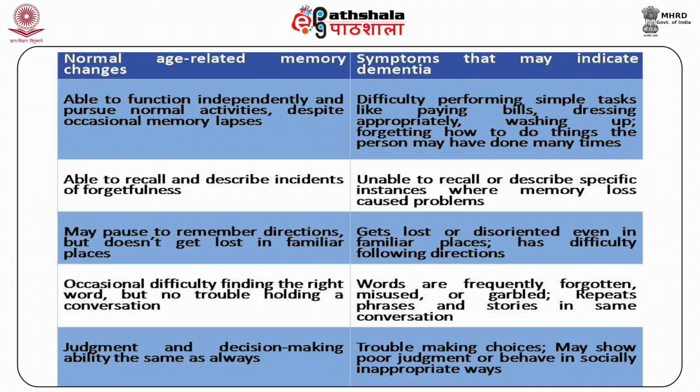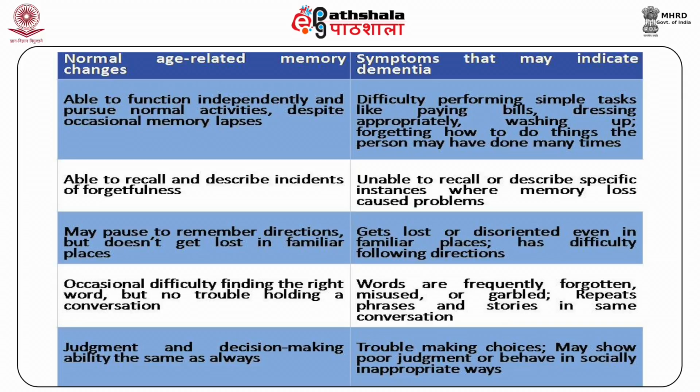Another difference could be that in the normal aging process, the individual is able to recall and describe incidents of forgetfulness. However, in dementia, the individual is unable to recall or describe specific instances where memory loss is caused. In normal memory problems, the individual may pause to remember directions but doesn't get lost in familiar places. However, in dementia, the individual gets lost or disoriented even in familiar places and has difficulty following directions.